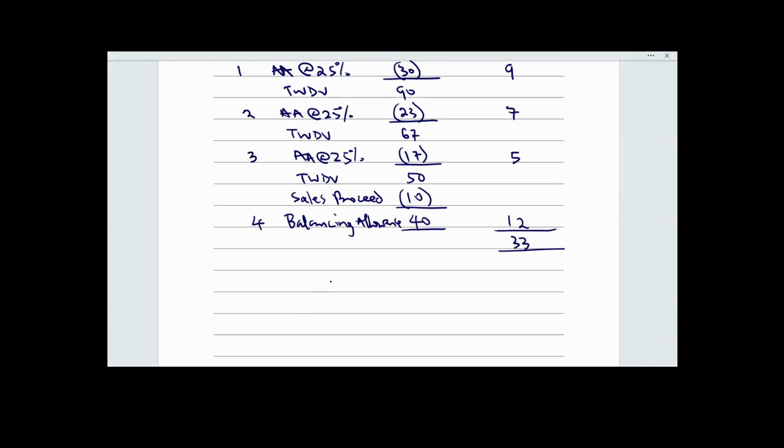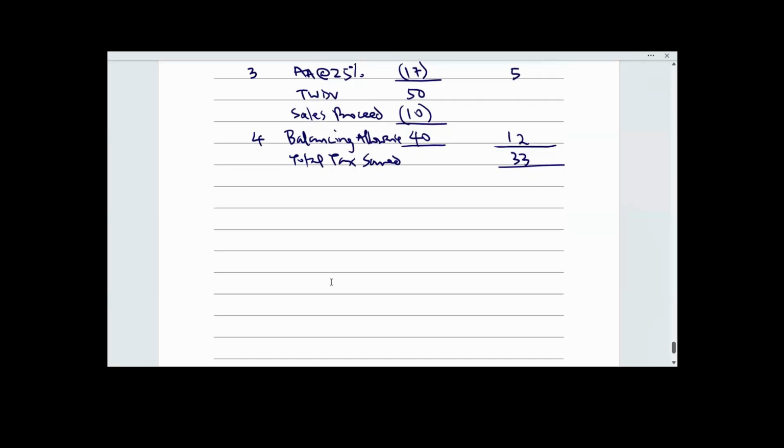Okay. So total tax saved is 33. You need to confirm that you have not claimed more than the capital allowance you are supposed to claim. To do this, I would say total tax saved is equal to the cost minus scrap value multiplied by company tax rate. This one has nothing to do with your calculation. It's just to show that you have not claimed beyond the capital allowance you are supposed to claim.